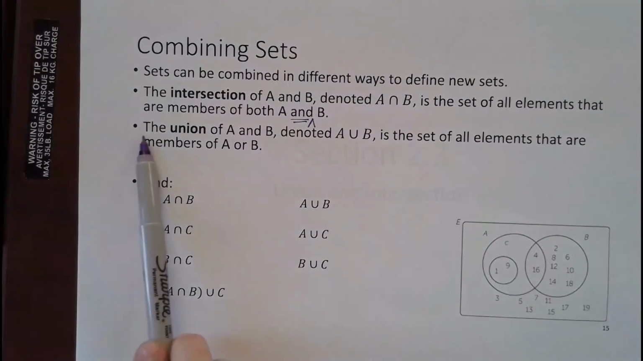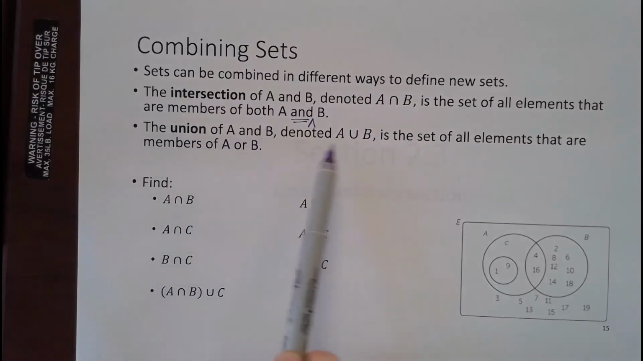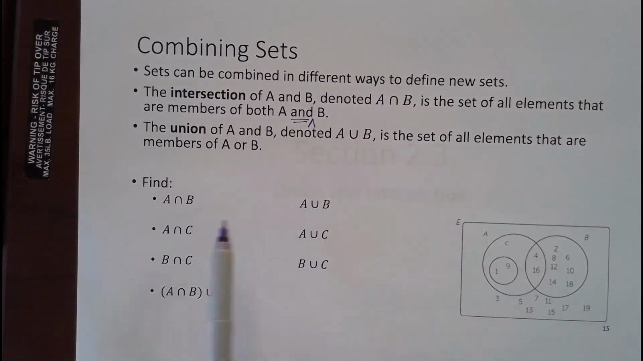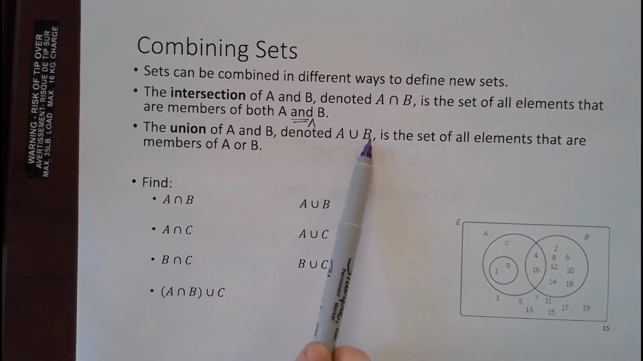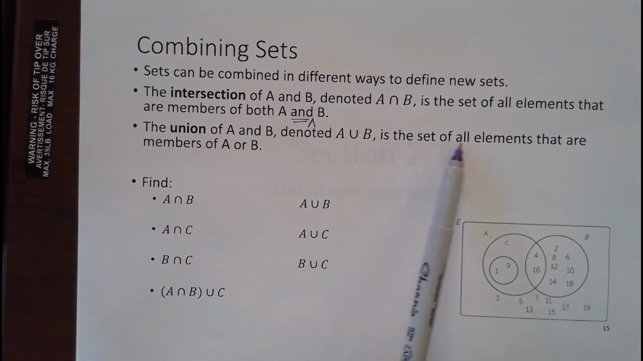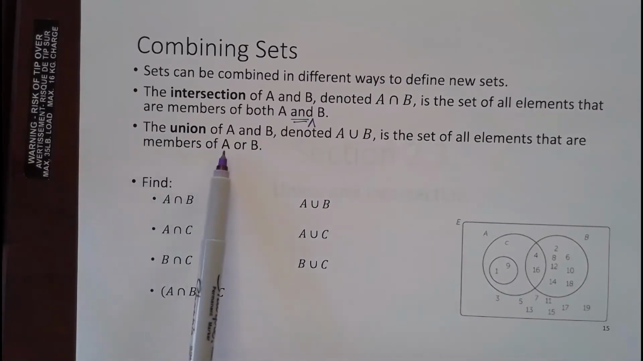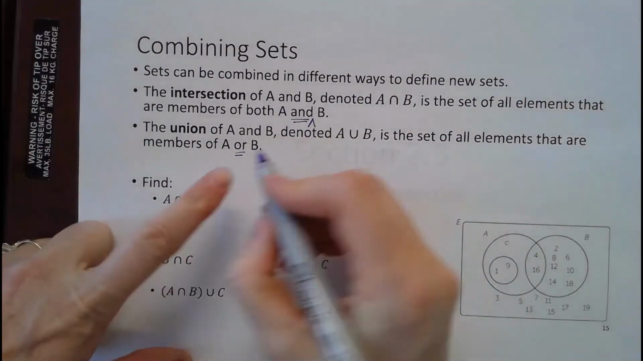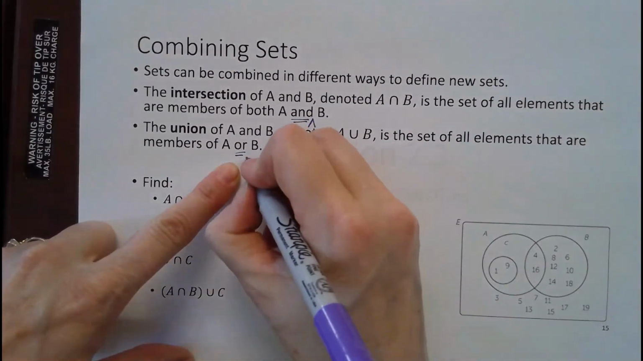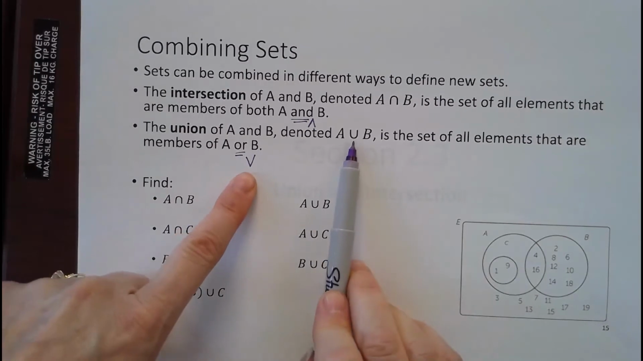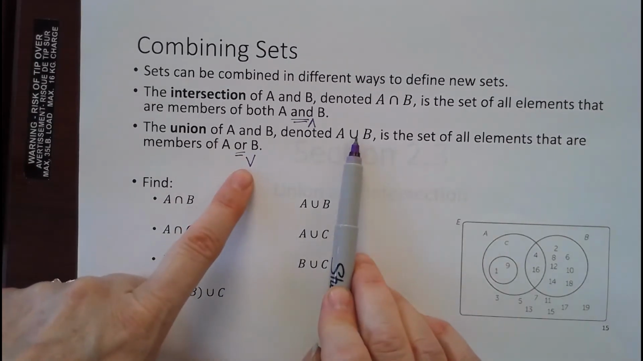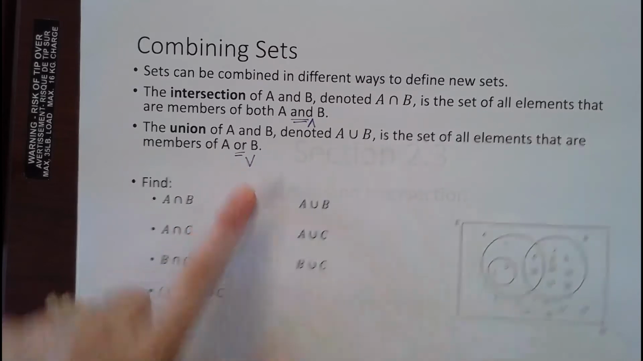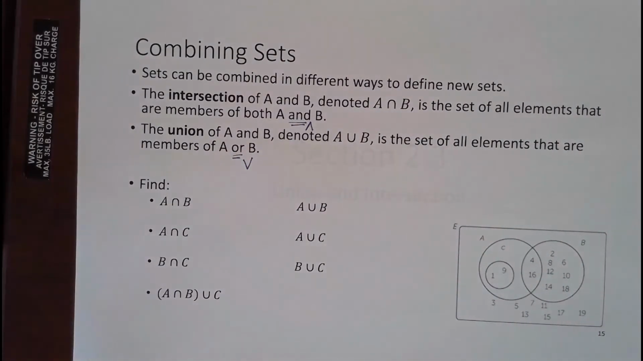The union of A and B, denoted with a symbol that looks like a U, so that's one easy to remember. A union B. It looks like a big U. That's for union. That's the set of elements that are members of A or B. Notice the use of the word "or". Our logic symbol for "or" looks like this. See how they're both down? They look very similar. We will also see that union acts very much like "or".